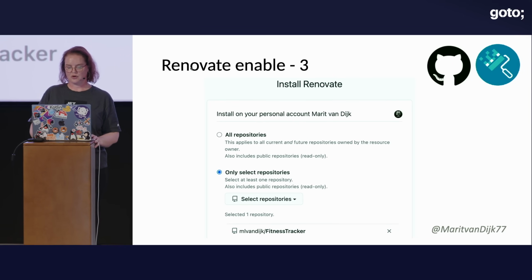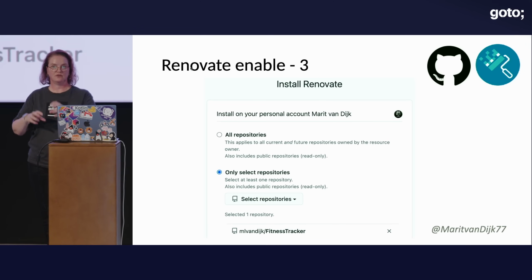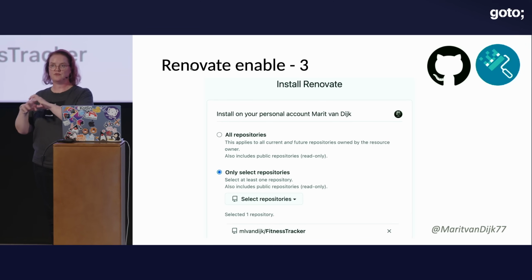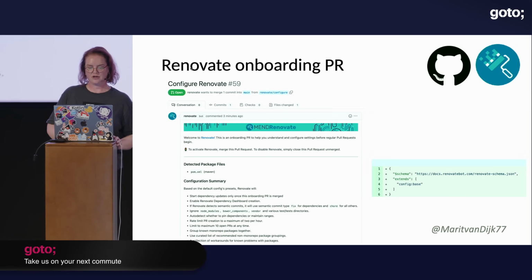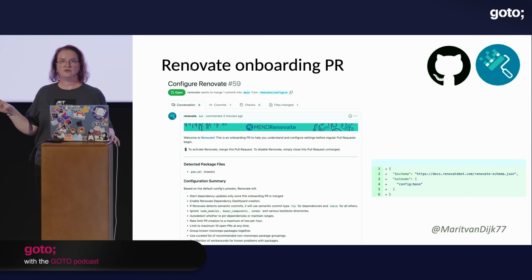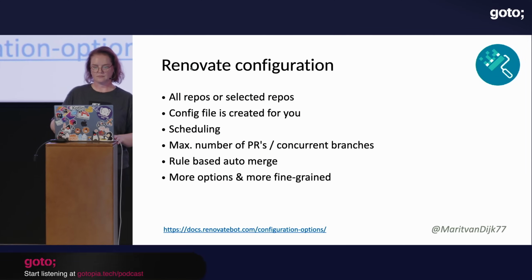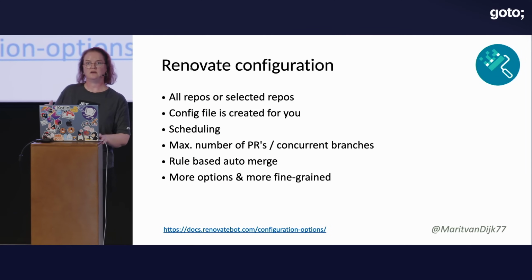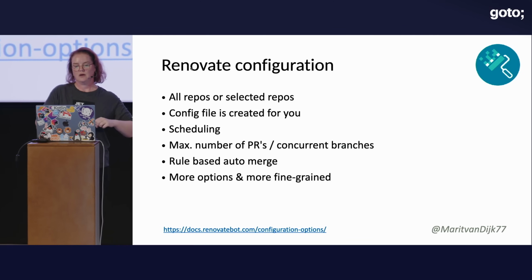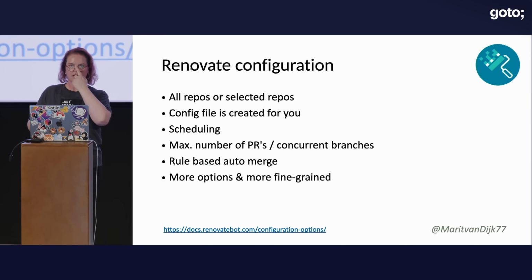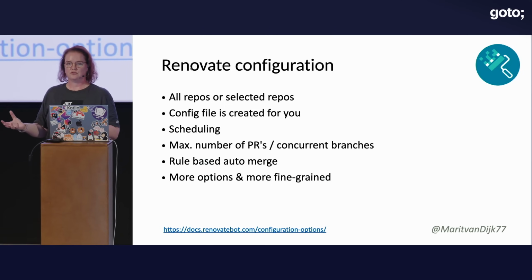You need to add it to your account. Renovate, by default, offers you the option to select only one repository to run it on. So if you've never tried any of these bots and you want to try it, you can try it on just one repository, which is nice. It will create the configuration file for you in a PR, and once that's merged, it will start doing its thing. You can, as I said, select all your repositories to run it on or specific repositories only. And Renovate, I think, is the only one that allows you to do that as you're setting it up. The configuration file is created for you.